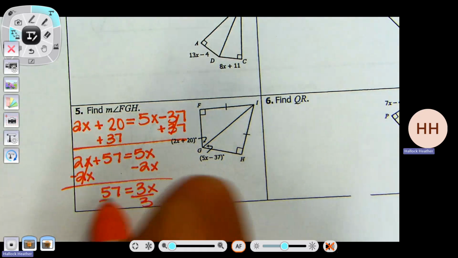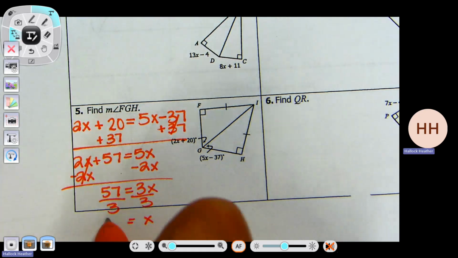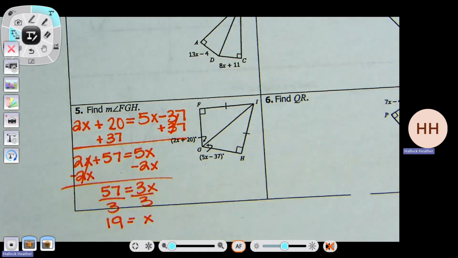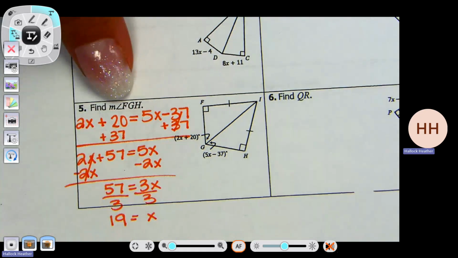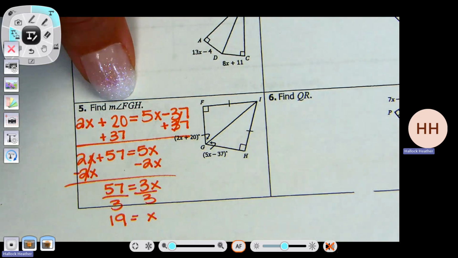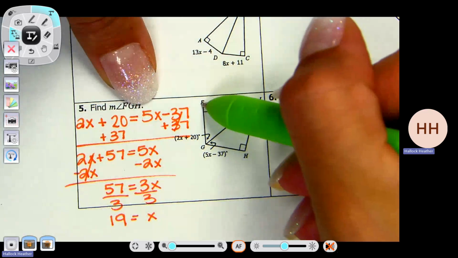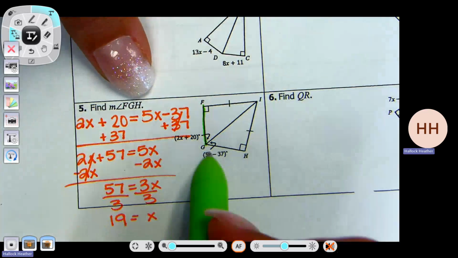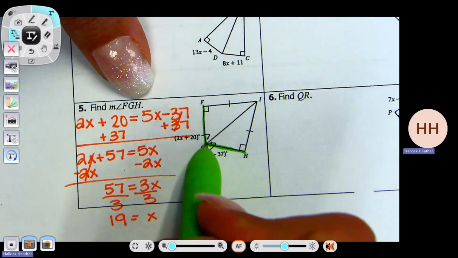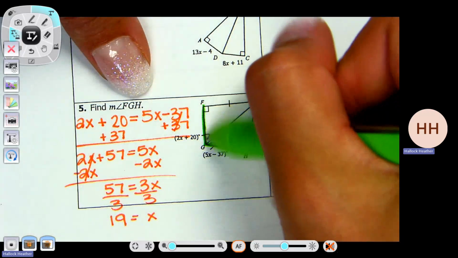So what do you get for x? 19. Okay, good. But that's not the answer. It says you need to find the measure. That's what the m means. People are like, there's no m in the picture. That's because it means measure. The measure of the angle looks like a little inequality sign. That means angle FGH, ending at H. So I'm talking about this whole green section on my picture.